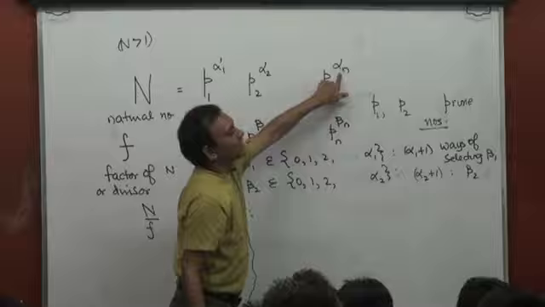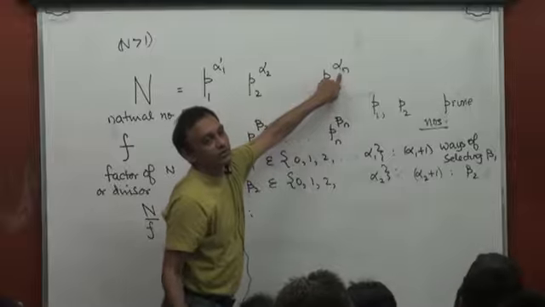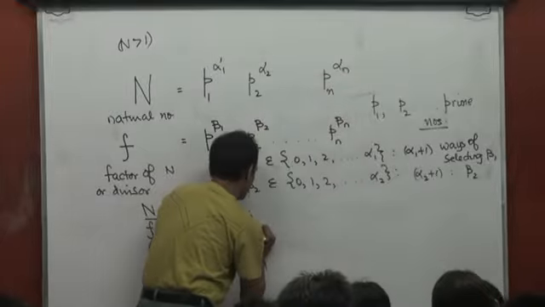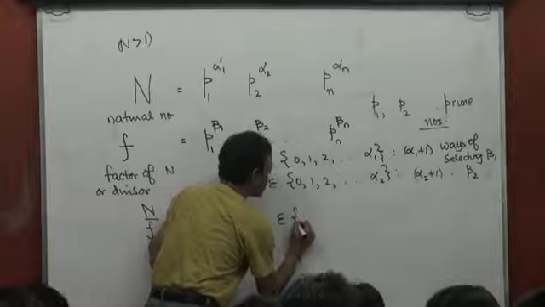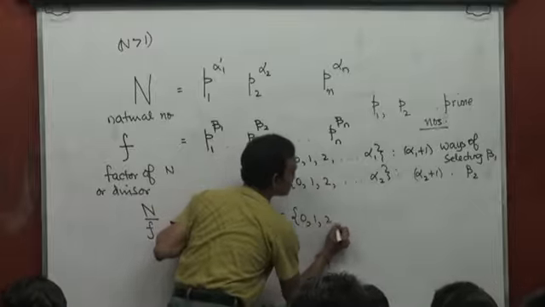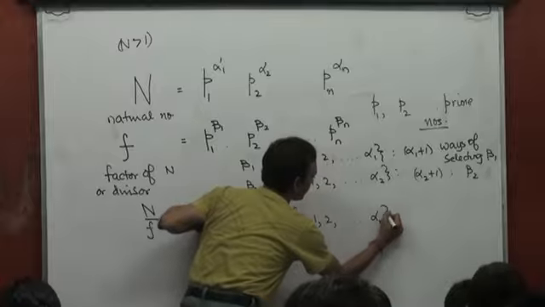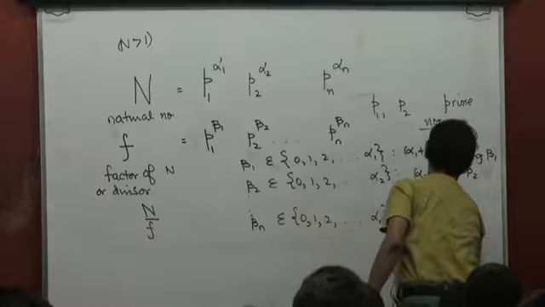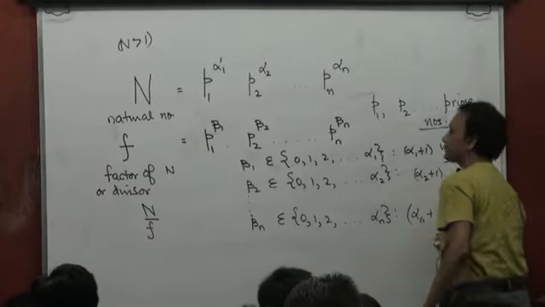Going this way, beta n can assume how many values? 0, 1, 2, 3 up to alpha n. So beta n assumes values from the following set: 0, 1, 2 up to alpha n. That is alpha n plus 1 ways of selecting beta n.